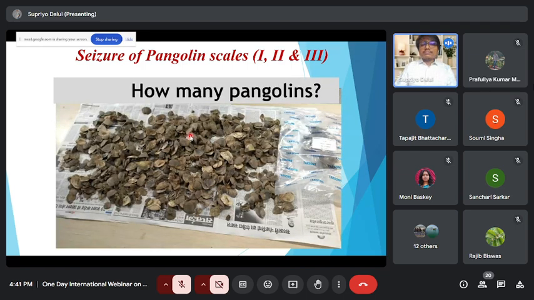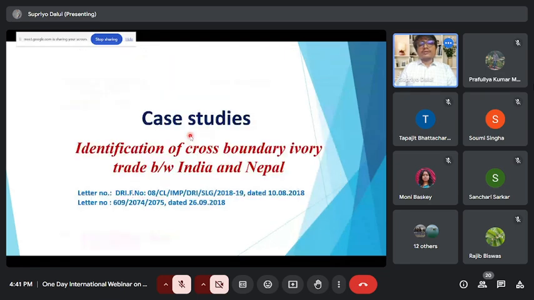So our next question is how many pangolins are killed for a single consignment. For that we also used a genetic study called individual identification. That is an ongoing process. We are trying to build some kind of molecular chip so that we can easily identify the number of pangolins killed for one consignment.